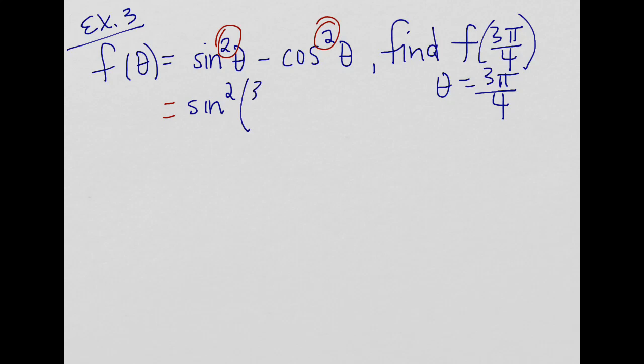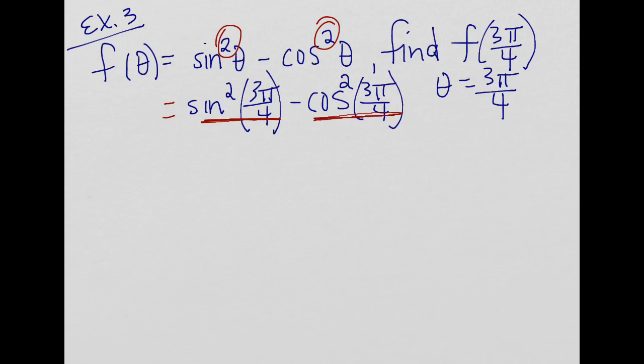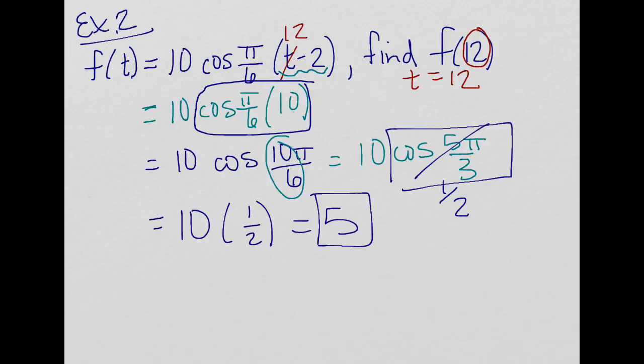We're going to do the sine of 3 pi over 4, and then we're going to square it. And then we're going to do the cosine of 3 pi over 4, and then we are going to square it. That's probably the hardest part, is we're going to find this first, and then we're going to square it. Okay? So we go back to our unit circle. This time we're looking for 3 pi over 4, and we're going to find the sine and the cosine.